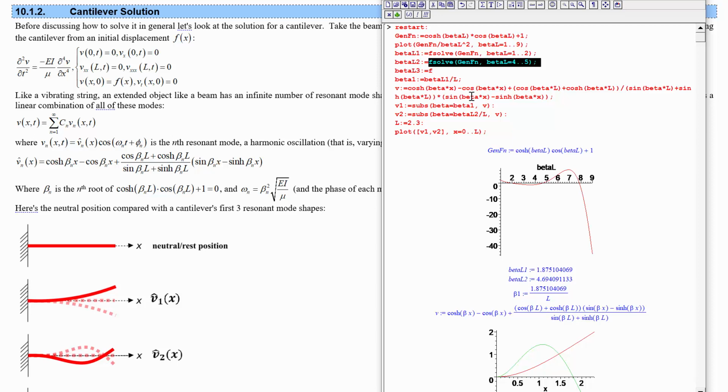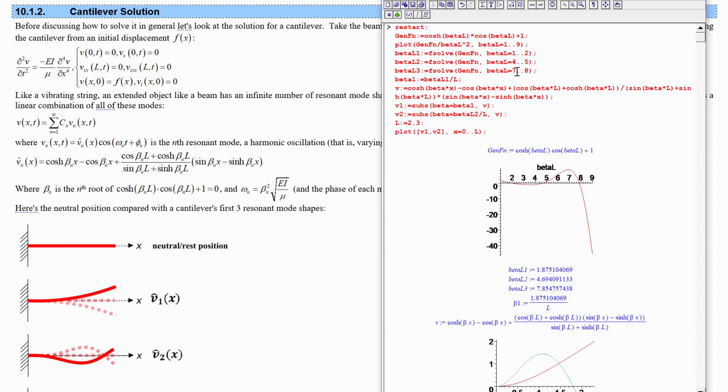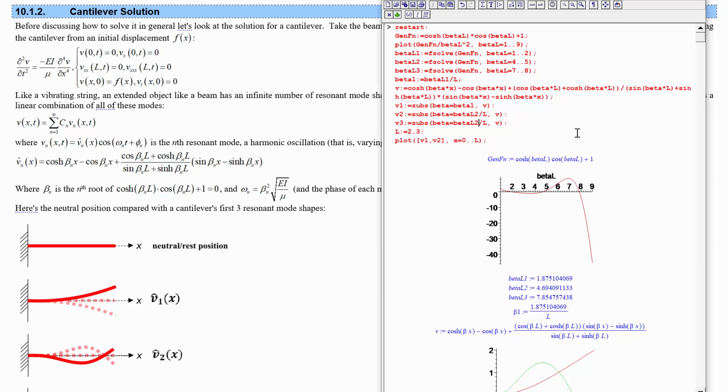Beta L3 is the same thing, but we're going to go on a higher range. So we're going to look in this function, cosh of something times cos of something plus 1 equals 0. There's another root of this when the something is between 7 and 8. We can find out exactly what that is, and it's 7.85. If we take that thing we found and substitute it in, after dividing by L, that'll give us the beta 3. And then we can find a third mode.